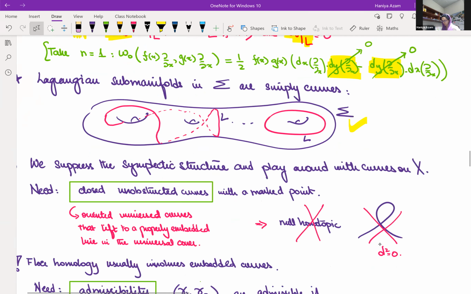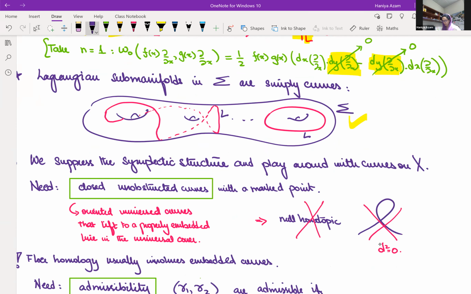So you want closed curves. These are basically oriented immersed curves that lift to a properly embedded line in the universal cover, which is R2 or a square for the surface. And it has implications which are probably important for us: this excludes null homotopic curves that you can pinch to a point, and also curves that bound an immersed fishtail.